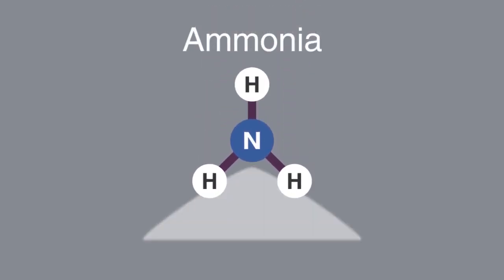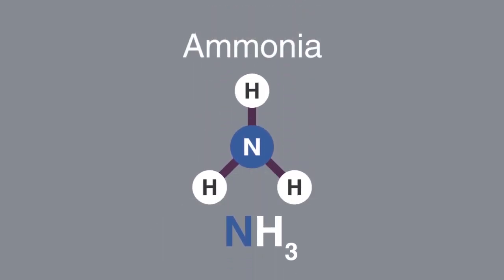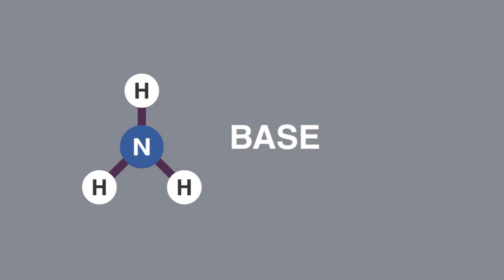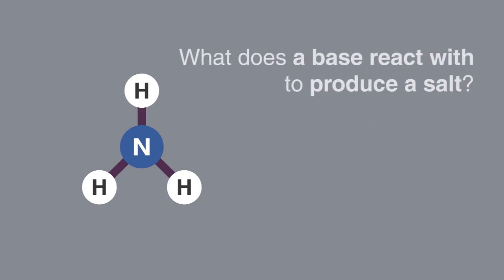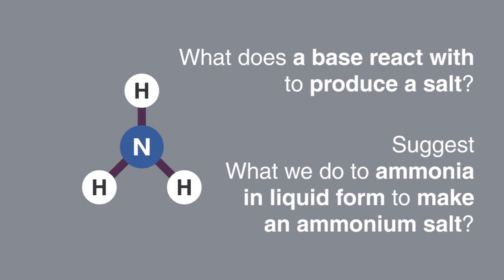You might have already guessed that making an ammonium salt starts with ammonia, NH3. Ammonia is a base. A weak base, yes, but a base nonetheless. So here's the first question. Can you remember what a base reacts with to produce a salt, and so suggest what we do to ammonia in liquid form to make an ammonium salt? Pause the video and have a think.